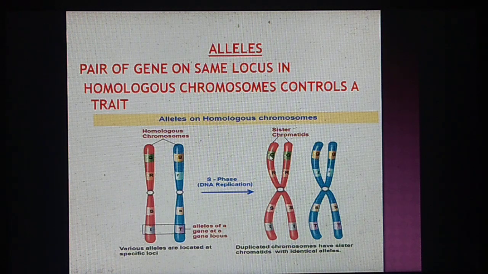So whatever trait has been considered, that particular trait will be present on the same locus on both the chromosomes. It is not that anywhere else that particular trait will be found. Similarly, in this particular figure we see that there are many locations or loci where different alleles are located, and the same locations we see on the other chromosome too. So for a particular trait there will be a particular location, and they will always be in paired form.